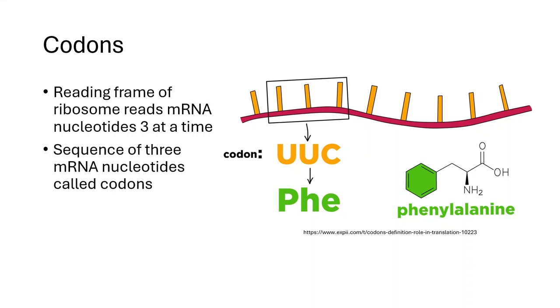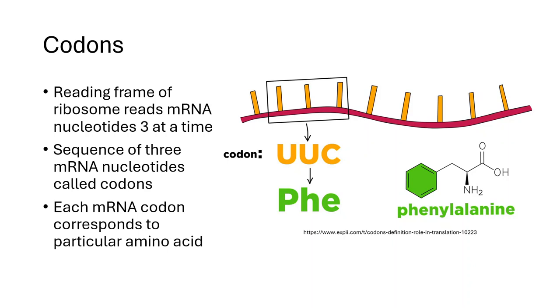Each particular codon is going to correspond to a specific amino acid. So, for example, here in this mRNA, you see the codon UUC is going to correspond to the amino acid phenylalanine. So, when you have UUC in an mRNA transcript, the corresponding amino acid that's going to be put into the protein is phenylalanine.